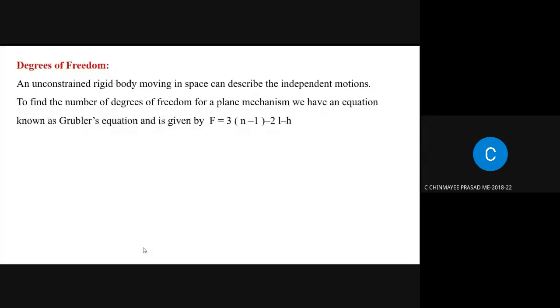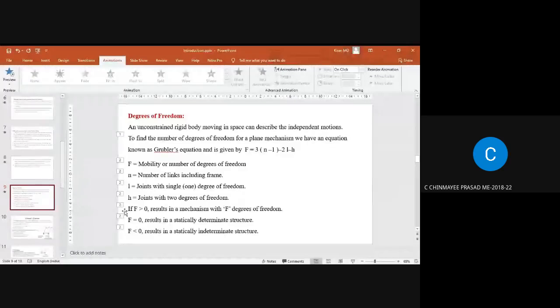Sir, the remaining mechanisms won't come? No, you just go through that one. One thing is, you won't get any explanation questions.